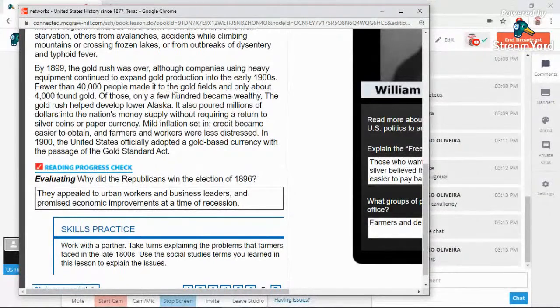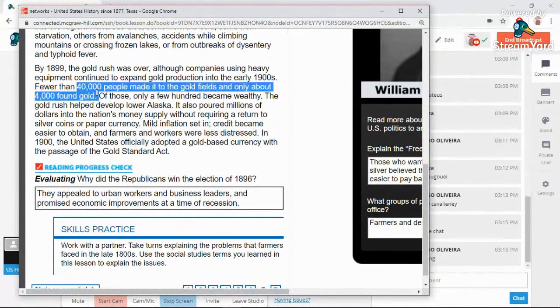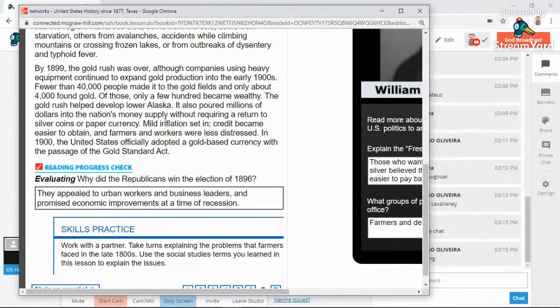Although companies using heavy equipment continued to expand gold production, fewer than 40,000 people made it to the gold fields, and only about 4,000 found gold. And only a few hundred became wealthy. The gold rush helped develop lower Alaska. It also poured millions of dollars into the US economy.